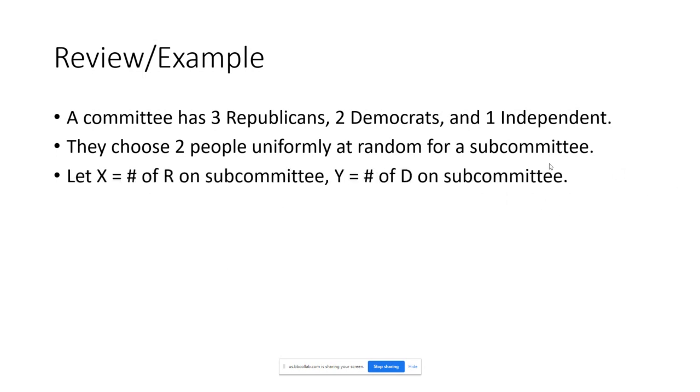Let's let X be a random variable that represents the number of Republicans on the subcommittee, and Y be another random variable that represents the number of Democrats on the subcommittee. Find the probability that X equals 2 and Y equals 0.